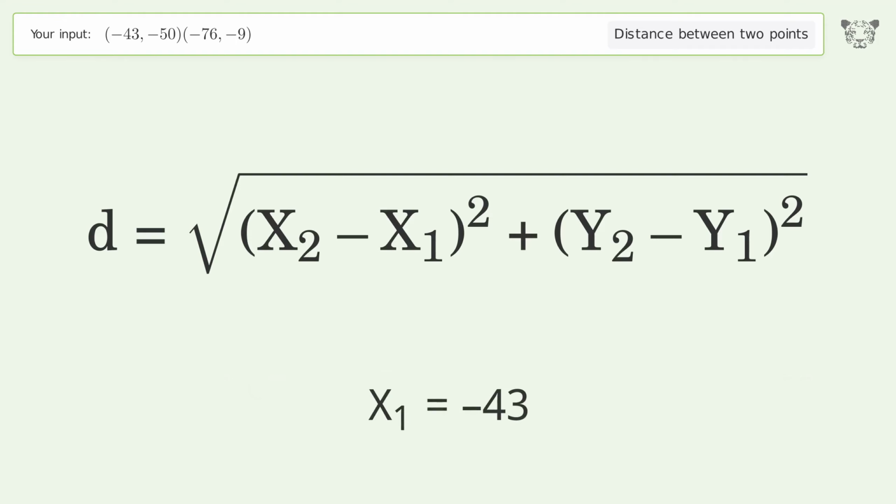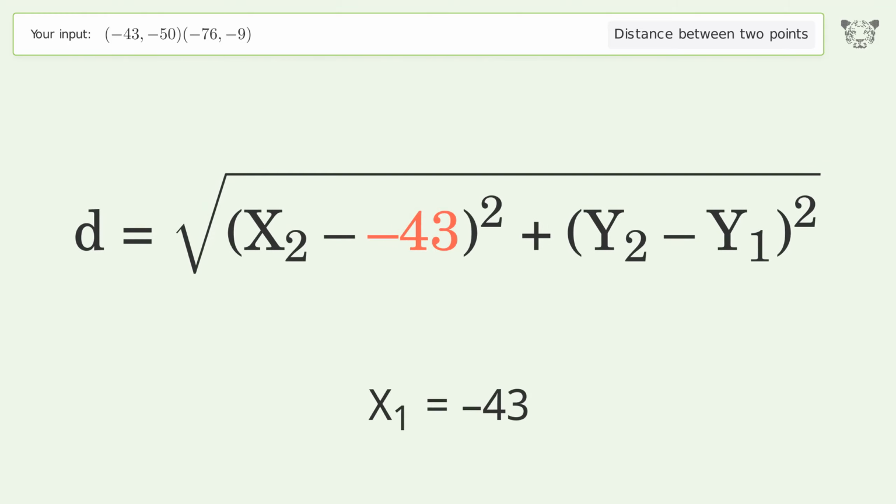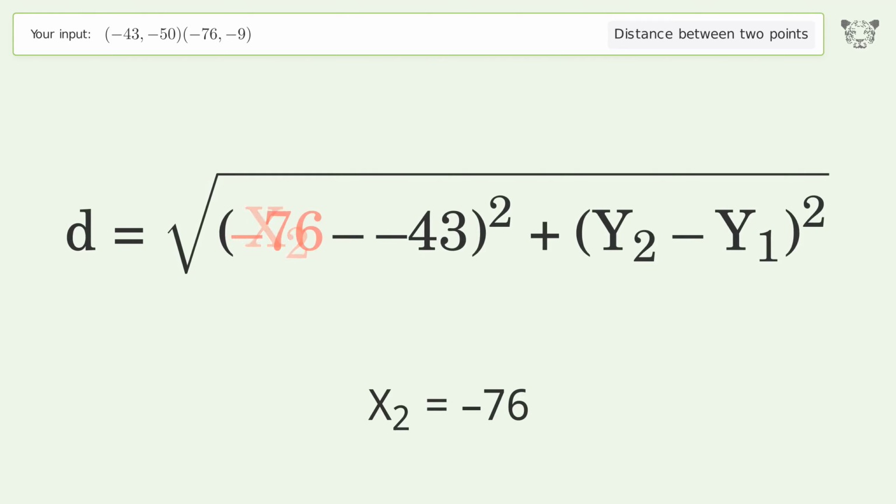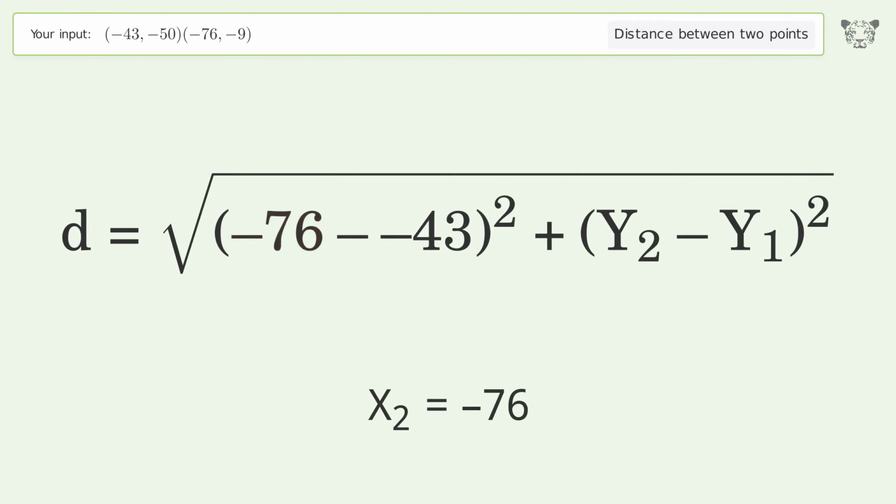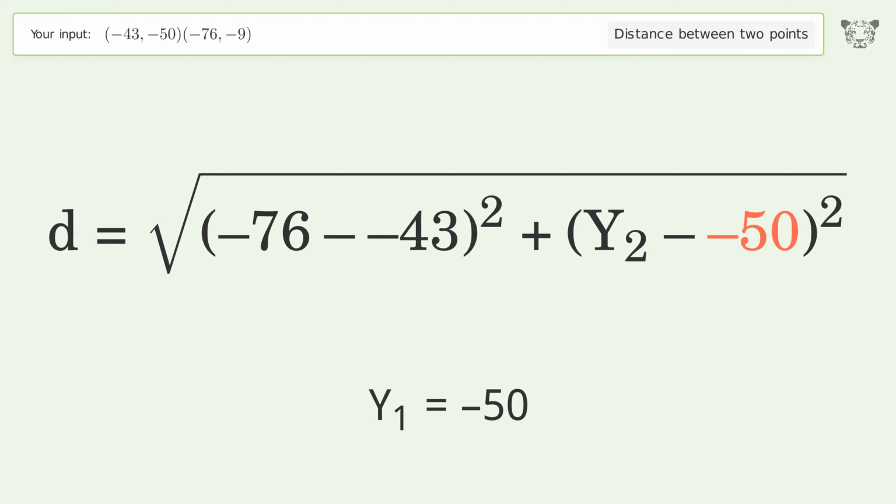x1 equals -43. x2 equals -76. y1 equals -50. y2 equals -9.